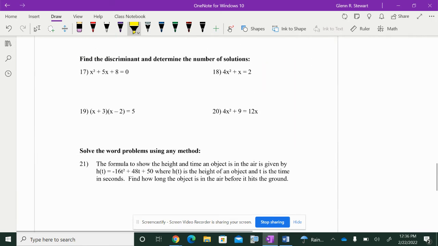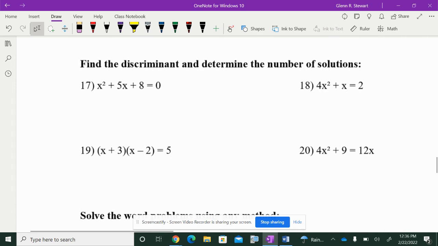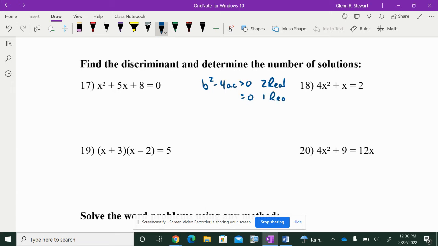All right, finding the discriminant and determining the number of solutions. Remember the discriminant is b squared minus 4ac. If it's greater than 0, there's 2 real. If it's equal to 0, there's 1 real. And if it's less than 0, there's no real or 2 imaginary.